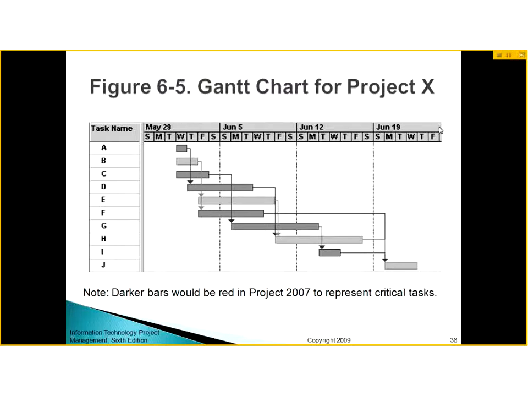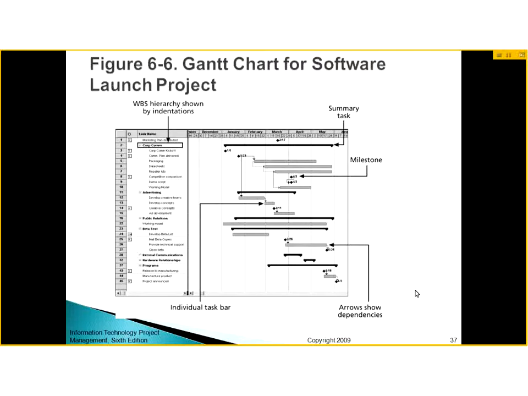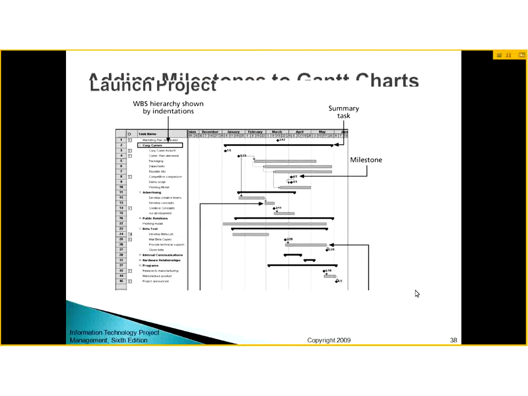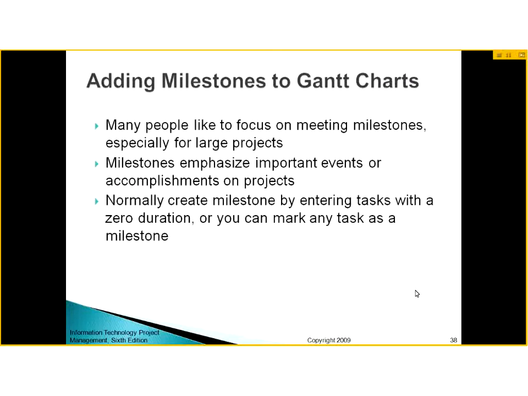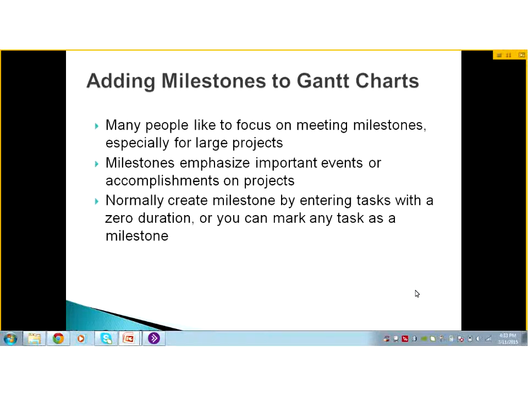So you can see here that this time is mapped on the calendar, and you can see the duration of the real project. And this is the same Gantt chart showing summary tasks and milestones, and the arrows are showing dependencies. Many people like to focus on meeting milestones. We add milestones in the Gantt chart because people who are deadline oriented like to receive deadlines, and milestones also give them a sense of accomplishment if they have met the deadline or accomplished something, and a milestone has zero duration.